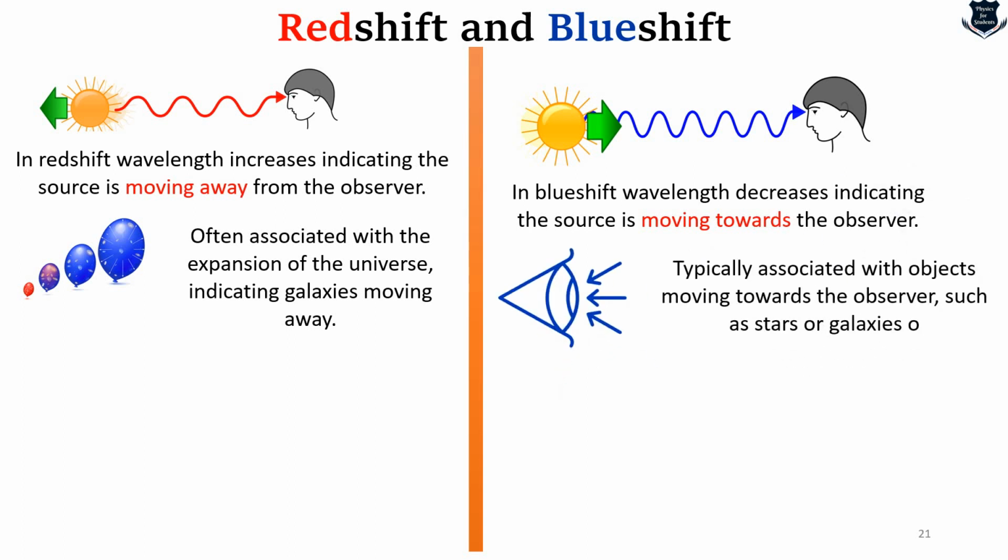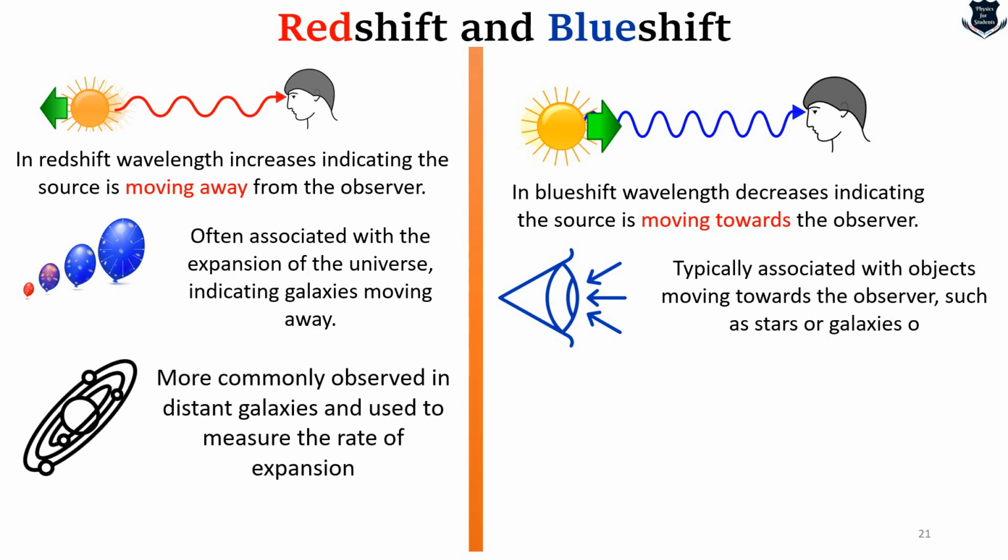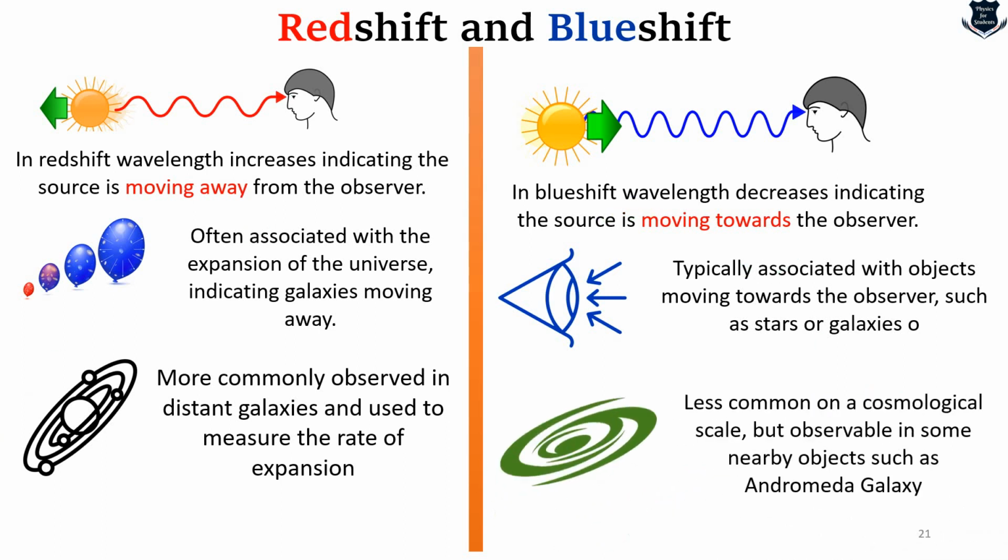Blueshift is typically associated with objects moving towards the observer, such as stars or galaxies on a collision course with our galaxy, or light moving into a gravitational field. Redshift is more commonly observed in distant galaxies and used to measure the rate of expansion. So this is basically what redshift is all about, and blueshift is less common on a cosmological scale, but can be observed in some nearby objects such as the Andromeda galaxy or the Milky Way.